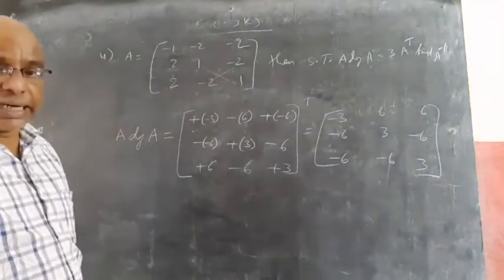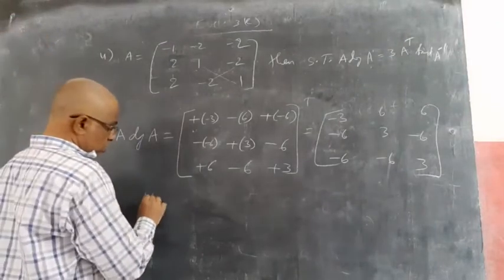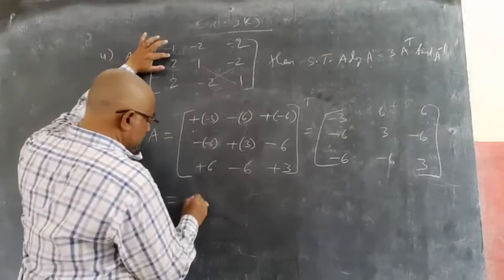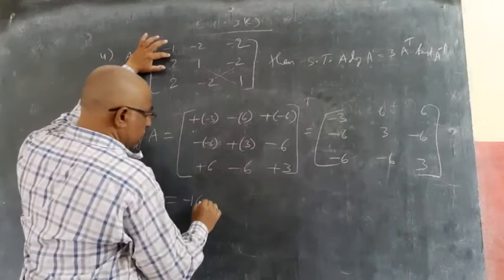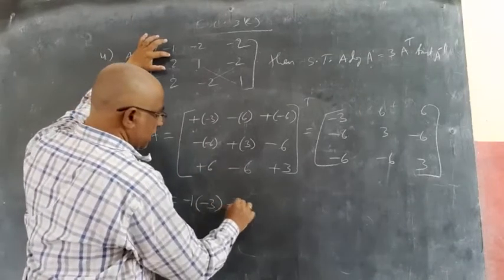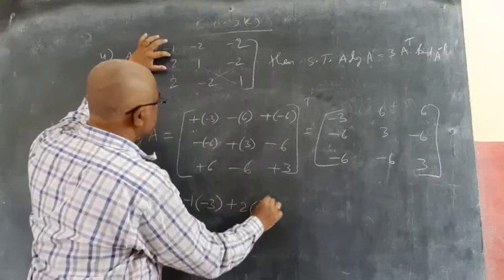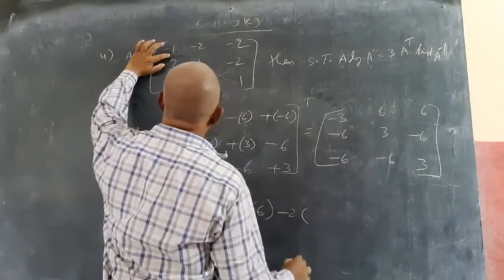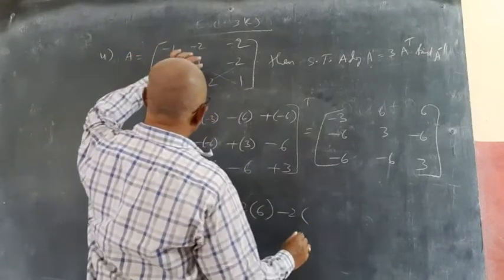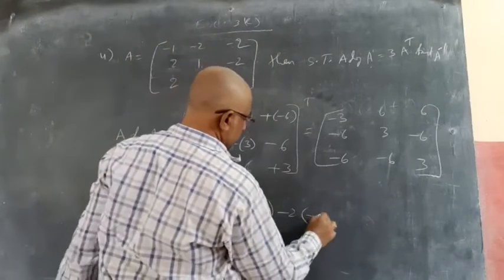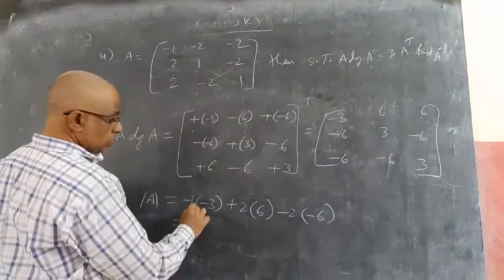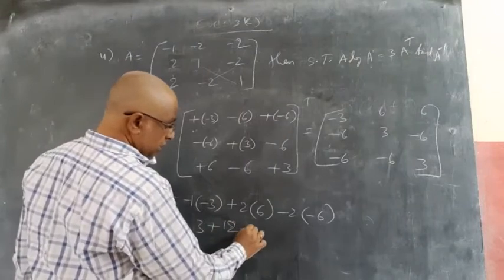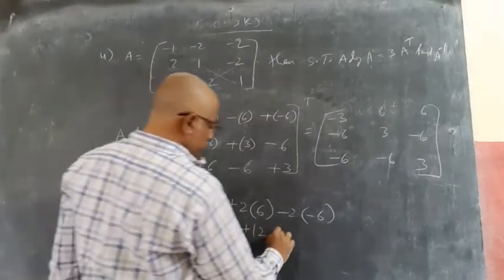So how to find the det A? You know the shortcut to find det A. Take any row or column. I will take the first row. Minus 1 into its cofactor. We already got minus 3. Like minus of minus plus 2 into 6. 2 into 6. Next, minus 2 into minus 6. So this is equal to 3 plus 8, 12 plus 12, 24 plus 3, 27.